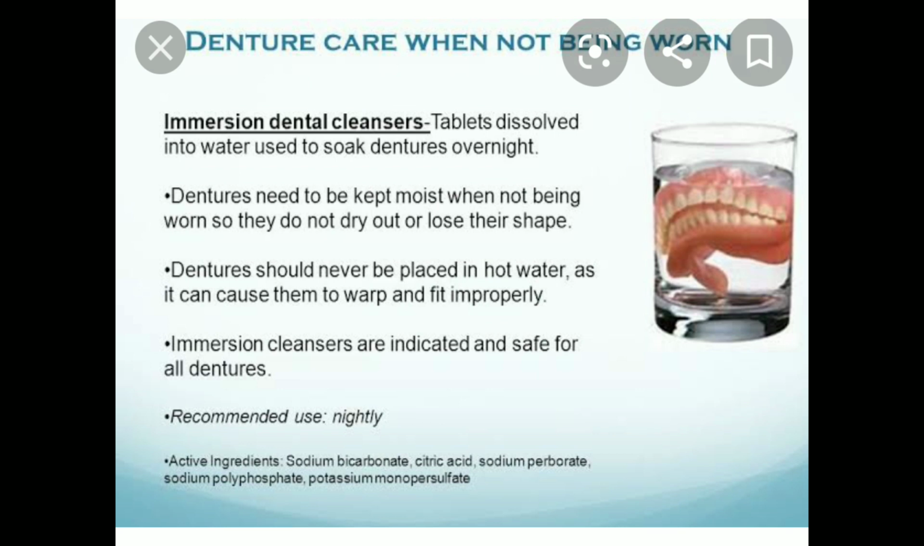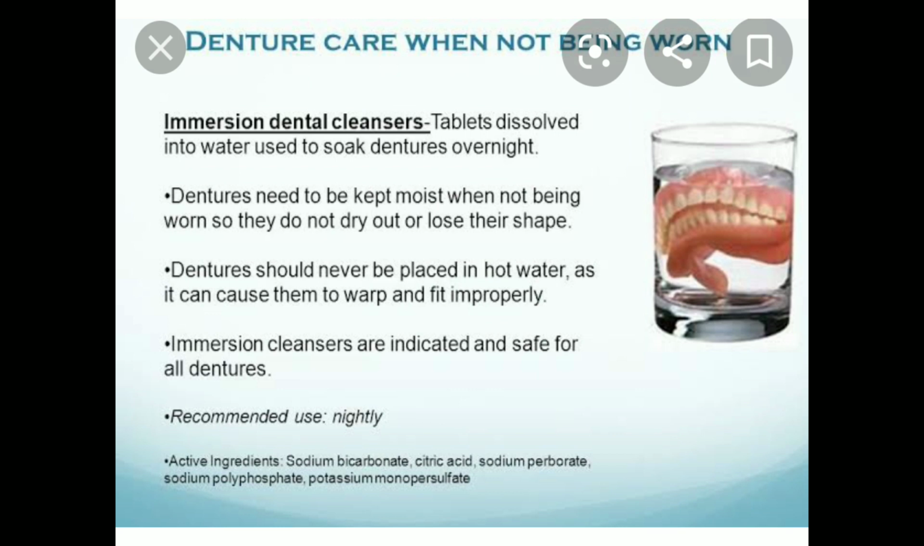Immersion cleansers are indicated and safe for all dentures. Dentures should never be placed in hot water as it can cause them to warp and fit improperly. So we should not use boiling water, and we should not keep dentures in dry conditions. They should always be kept in a moist condition. What happens if you keep them dry?